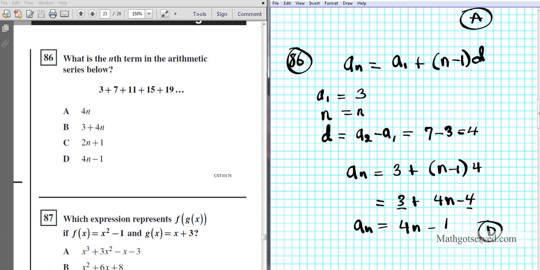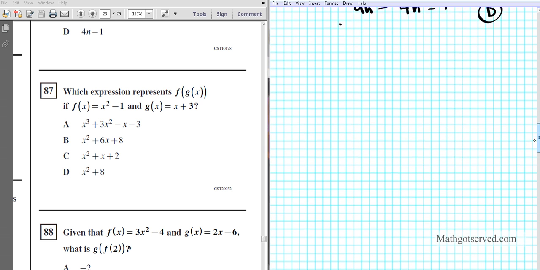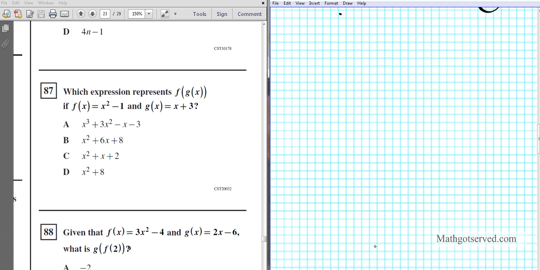All right, let's move on to number 87. It says, which expression represents f of g of x if f of x is x squared minus 1 and g of x is x plus 3? So this is a composition problem. What does that mean? It basically means that you're making up a function by placing a function inside another function. It's composite because you have an outer or parent function f and an input function g. So that's what a composite function is. So what does this mean?